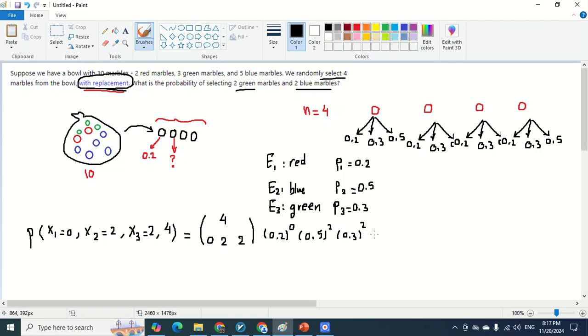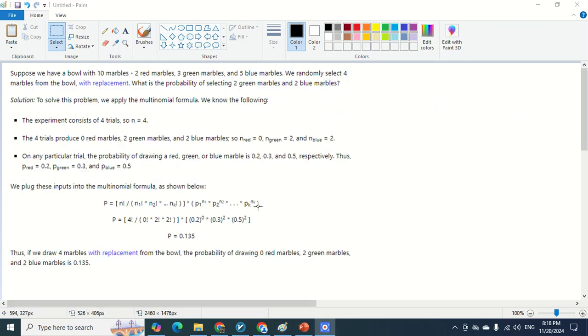So we have 4 factorial over 2 factorial times 2 factorial, which is equal to 6 indeed, and we have the expression 0.5 squared, or 1 over 4, and 0.3 squared, which is 9 over 100 as well. So this is the value of that expression. We can rewrite them as follows. Let us take a look at it. By calculating the value, the probability will be 0.135.